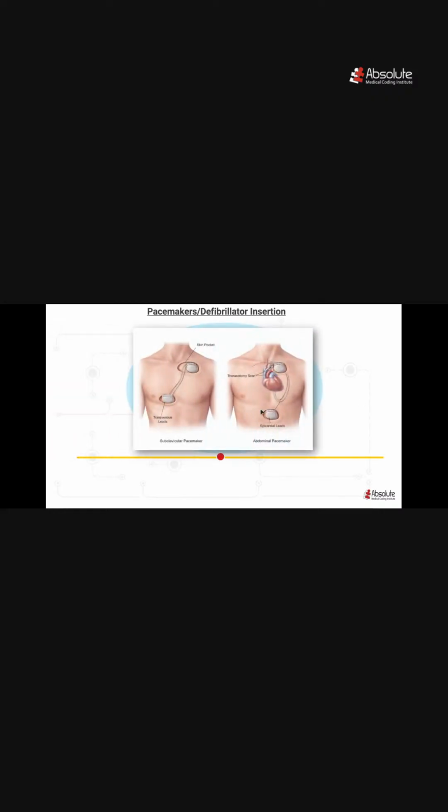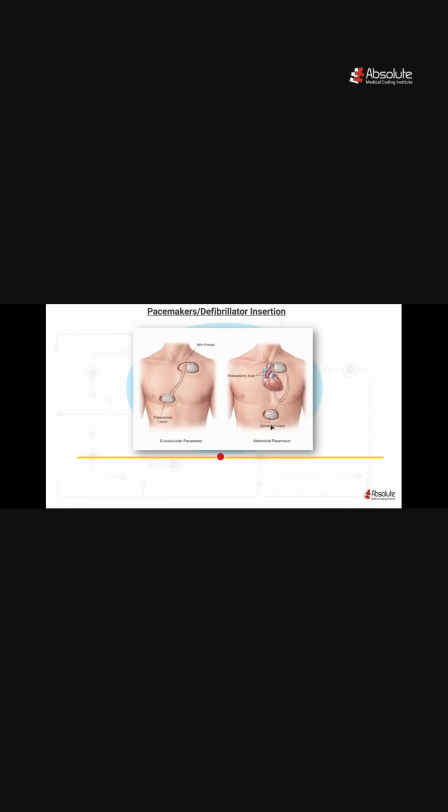All right, now that we understand what pacemakers and defibrillators are, let's talk about how they are actually put into the body. I have already covered a small portion of this, so we are going to look into the insertion process. First, let's talk about how the pulse generators are placed.